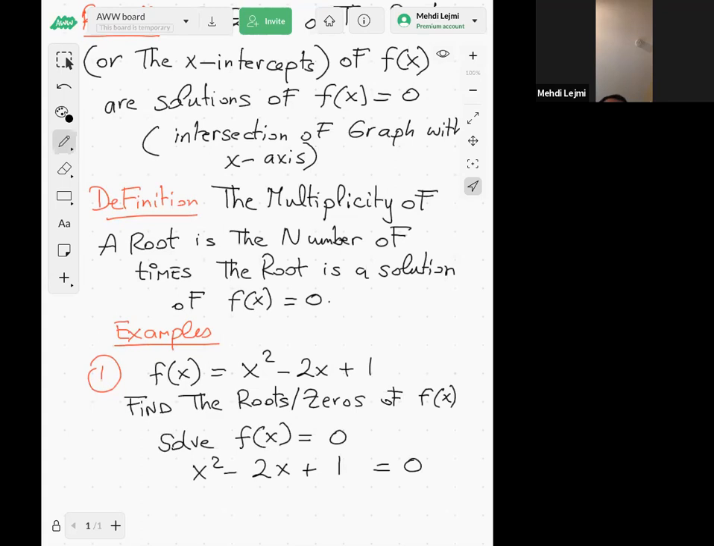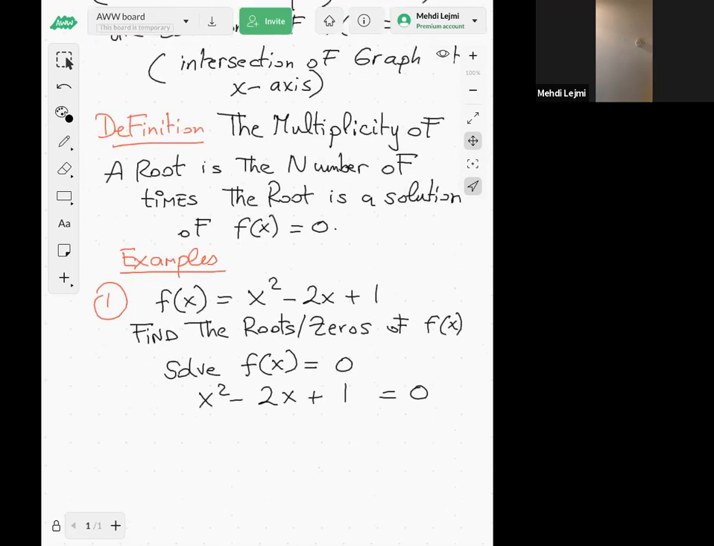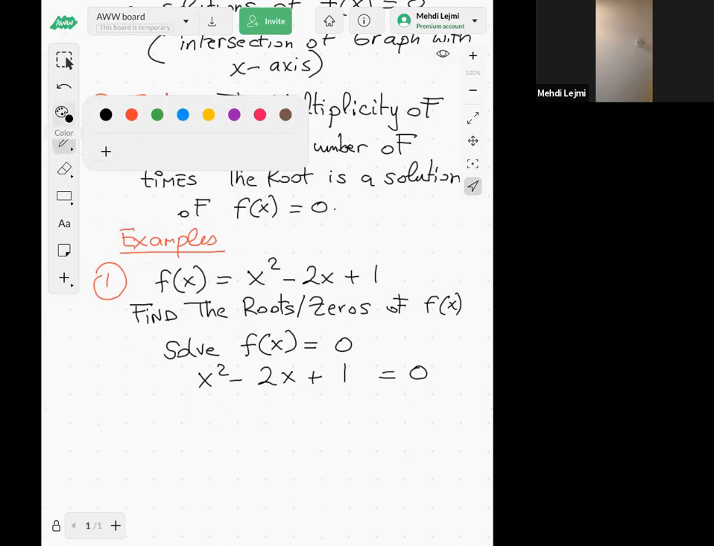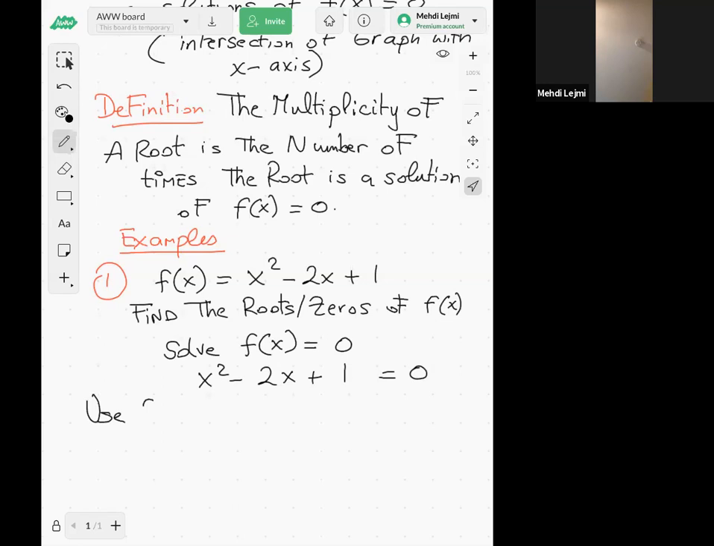Of course, we can use the quadratic formula, or we can try to factor. How do you factor this x squared minus 2x plus 1? Let's just use the quadratic formula first.